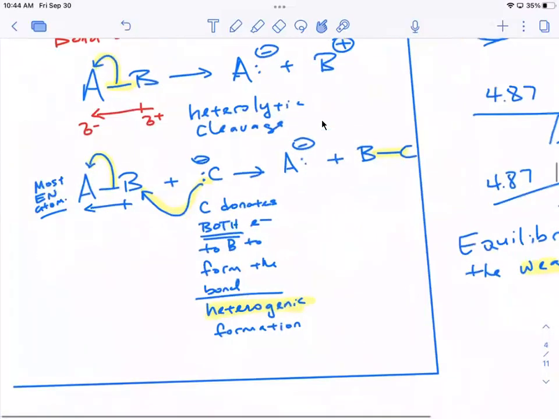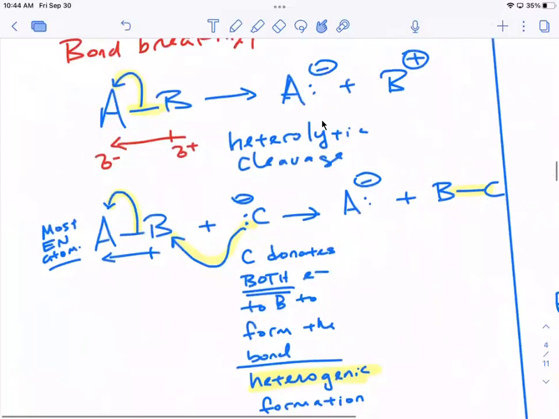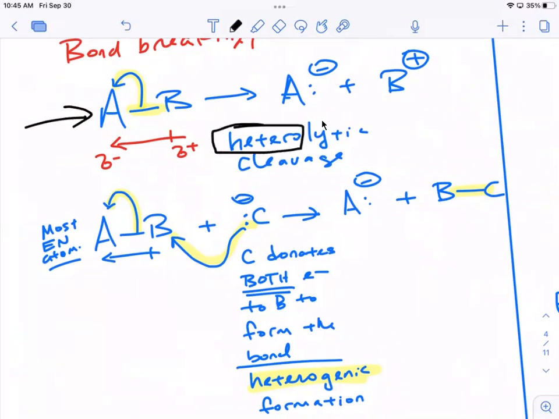So remember on Wednesday, we talked about bond breaking and bond making. When we break a bond to an atom, like up here with AB, and I give both electrons back to one of those atoms, it's called heterolytic cleavage. So anytime we do an acid-base reaction, when I break the OH bond, or whatever H bond, by giving it some electrons from a base, that bond breaking is going to be heterolytic.